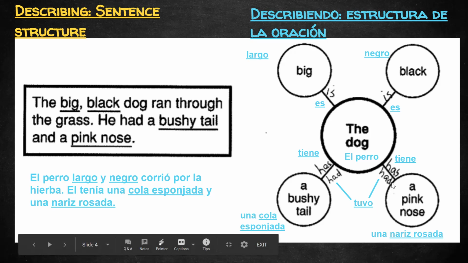And the dog has a pink nose. The dog had a pink nose. This would be a great example to go through with your students if they are needing more attention in past versus present tenses.